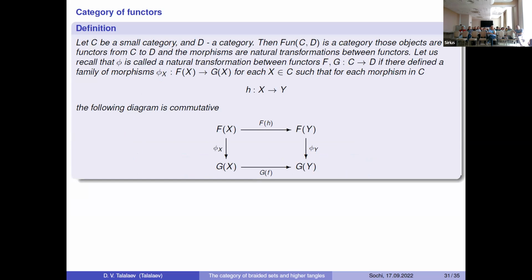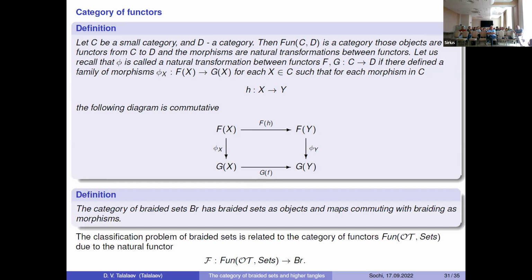Let us recall some basic facts from category theory. Let C be a small category and D a category. Then the set of functors from C to D is a category. Its objects are functors, and morphisms are natural transformations between functors. Natural transformation is a well-known notion. I just want to introduce the name for the category of braided sets. Objects are braided sets, and maps are morphisms, which I defined at the beginning of my talk. So it's some map which commutes with braidings.